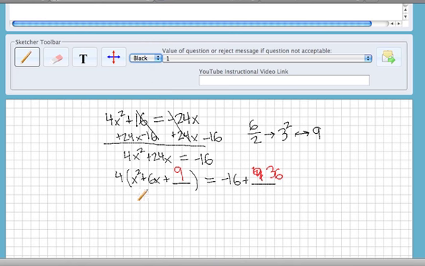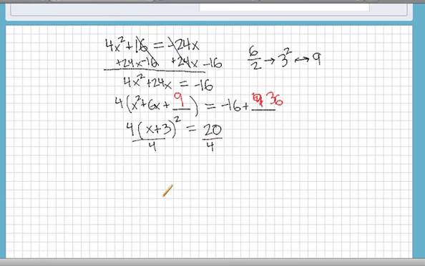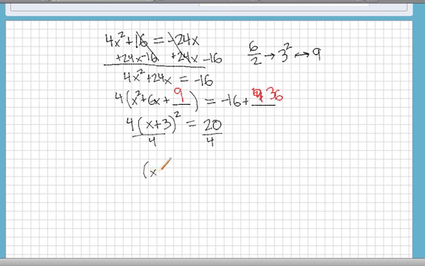So now I'm going to factor this here. We're going to get 4 times x plus 3 squared. If you factored that, you get x plus 3 times x plus 3, hence completing the square. And then on the right side, we're left with 20. We divide both sides by 4, and then we're going to be left with x plus 3 squared equals 5.